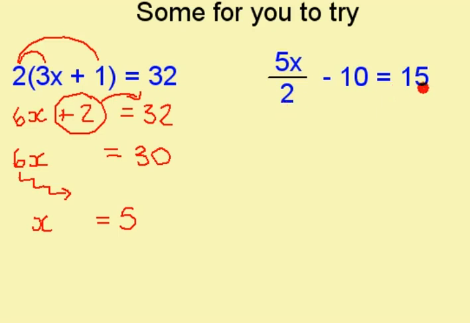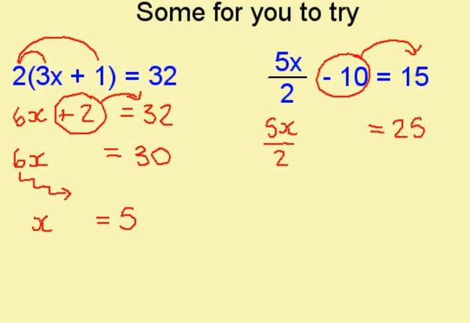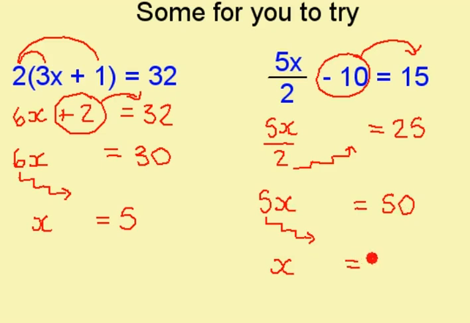On this question, look for float and ping first. We've got a float and ping here. Minus 10 is going to become plus 10. So I've got 5x over 2 equals 15 plus 10, which is 25. Then we're on to escalator. To start, the 2 is going to go up the escalator. So we've got 5x equals 25 times 2, which is 50. Then the 5 is going to go down the escalator. So we've got x equals 50 over 5, which is 10.